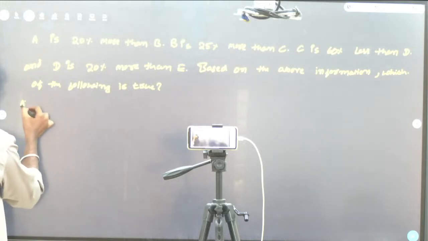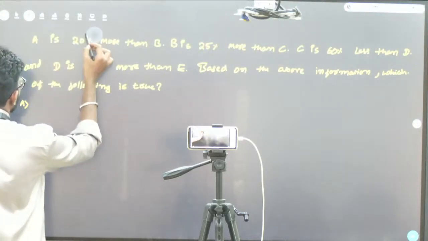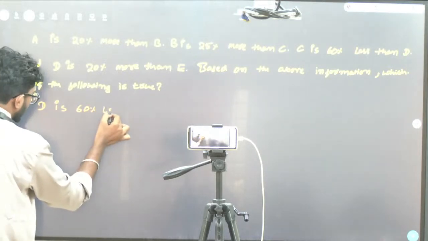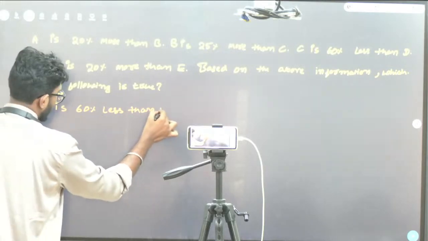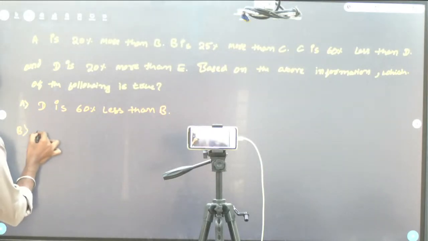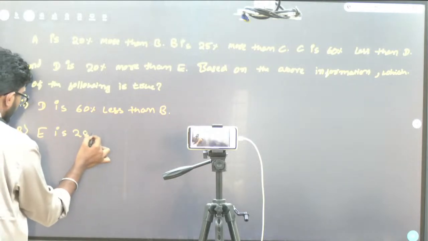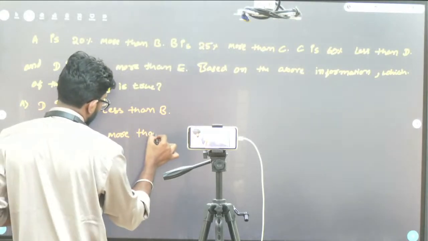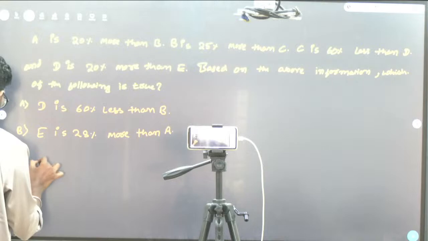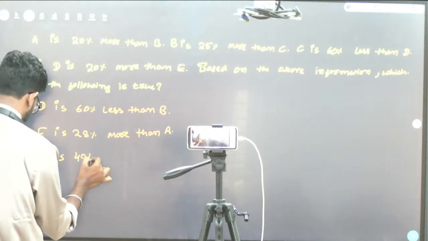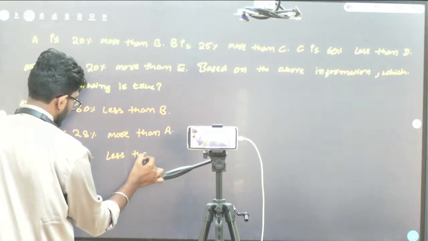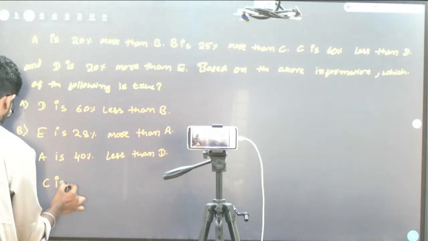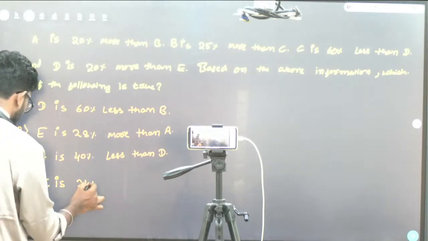First option: D is 60% less than B. Second option: E is 28% more than A. Third option: A is 40% less than D. Fourth option: C is 25% less than A.